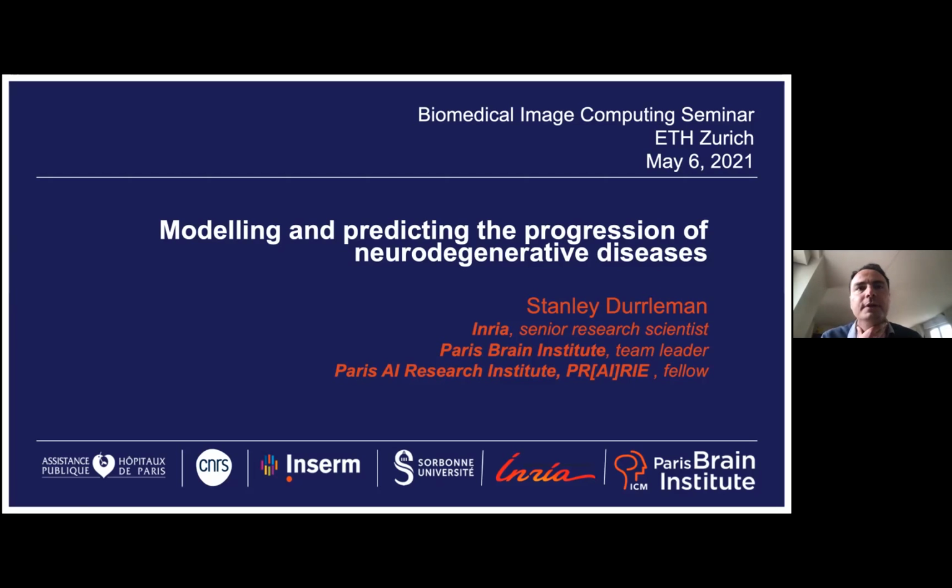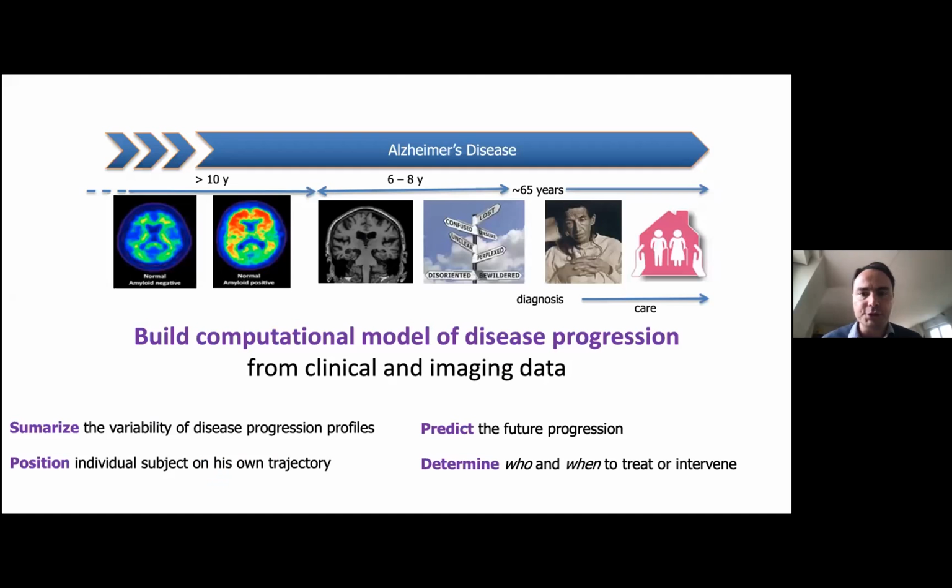So as Ender mentioned, my interest lies at the crossroads of geometry and statistics. And I think a good example of that is the modeling of the progression of disease. My main applicative focus is on Alzheimer's, Parkinson's, and Huntington's disease, so neurodegenerative diseases in a large sense. So let me first try to explain what I mean by modeling disease progression.